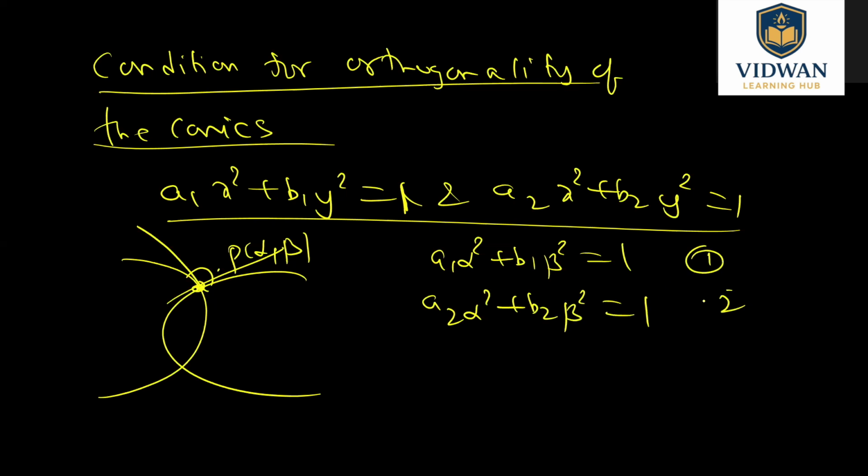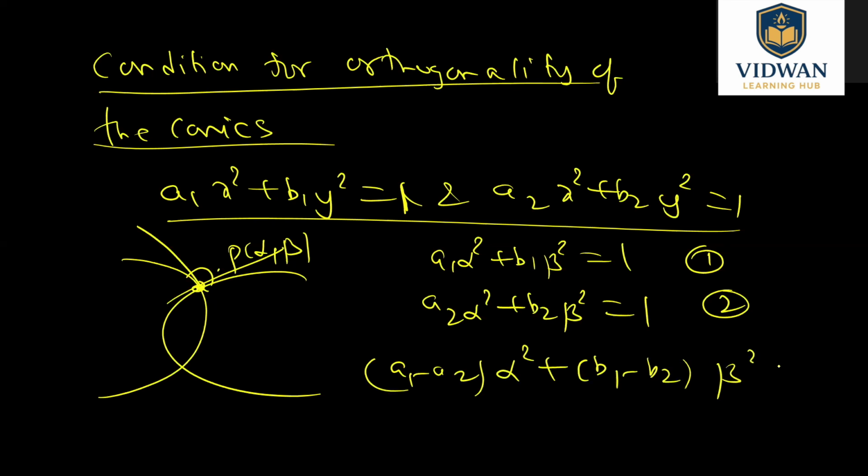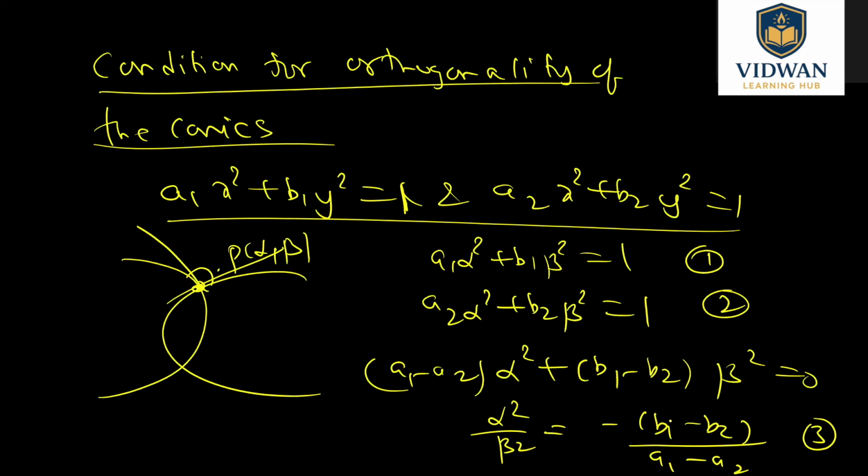So condition 1, condition 2, you just subtract them. You will get (a1 minus a2) alpha square plus (b1 minus b2) into beta square equal to 0. So from here, you can write alpha square by beta square value. What do you get? Minus of (b1 minus b2) by (a1 minus a2). So call it equation 3. So since alpha beta is the intersection point, it lies on both, we've got a condition. Now, because they're orthogonal, the derivative at alpha beta for both, if you multiply, the product should be -1.